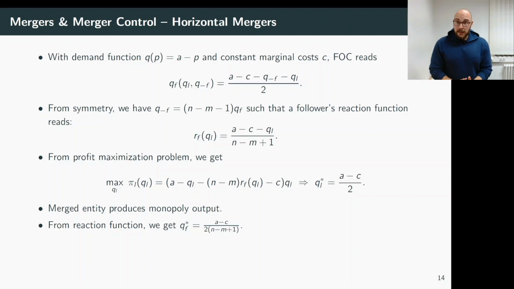So what we see here is that the merged entity, if it can act as a Stackelberg leader, will behave as a monopolist, or produce the output of a monopolist. And if we substitute this into our reaction function, then we get the output of the follower. We see that this is smaller, right? We can immediately see that because the denominator is larger than the denominator here, and the numerator is the same, right?